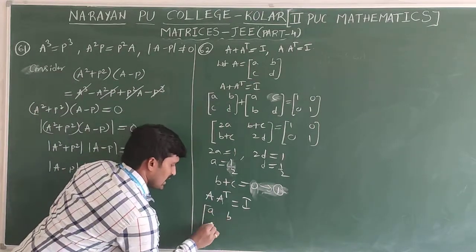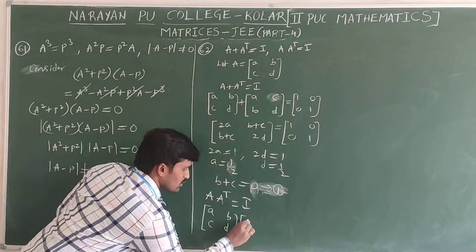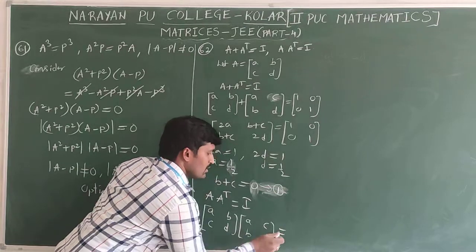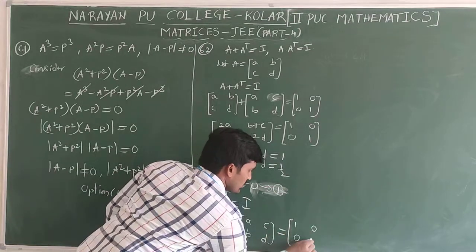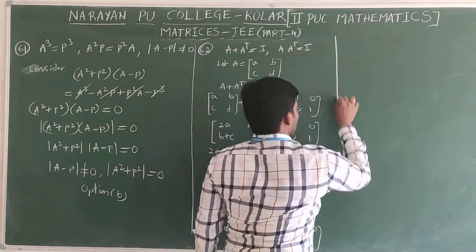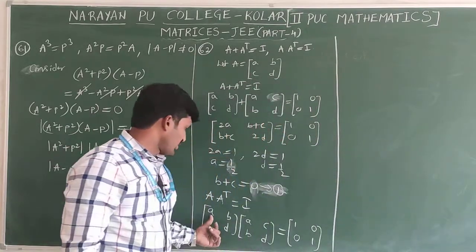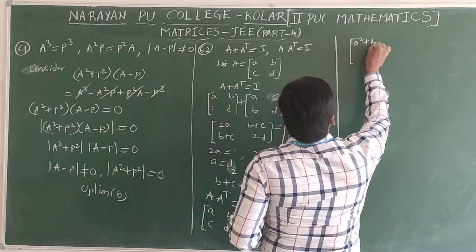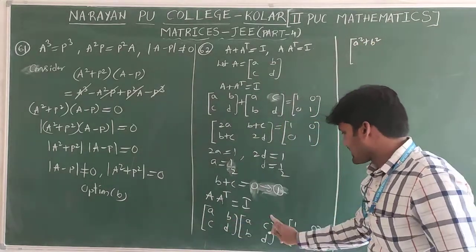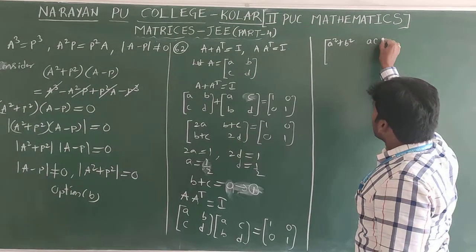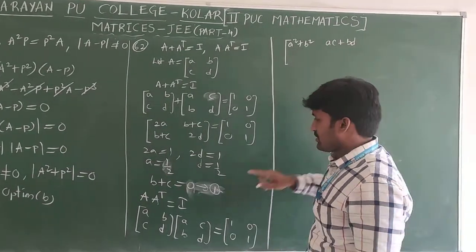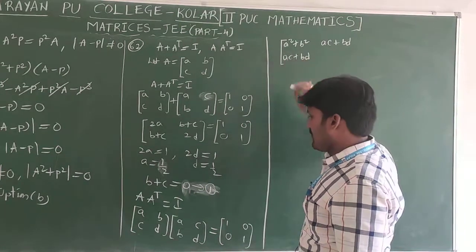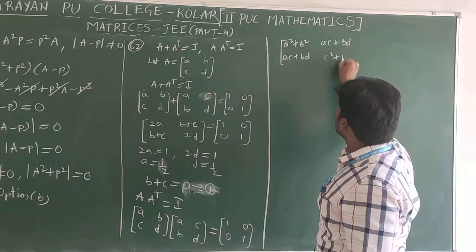A, B, C, D into A, C, B, D equal to 1, 0, 0, 1. From this product, find out. First row with first column, what will we get here? A square plus B square. First row with second column: AC plus BD. Second row with first column: same, AC plus BD. And the last one: C square plus D square.